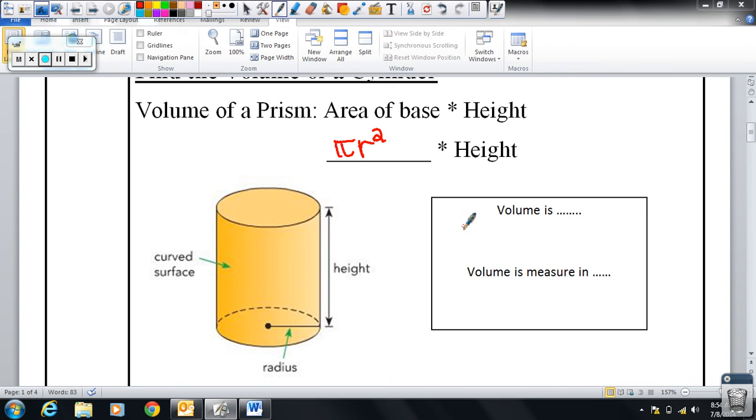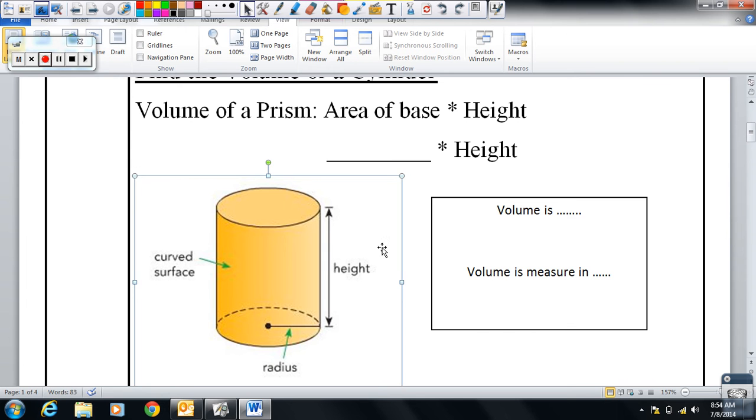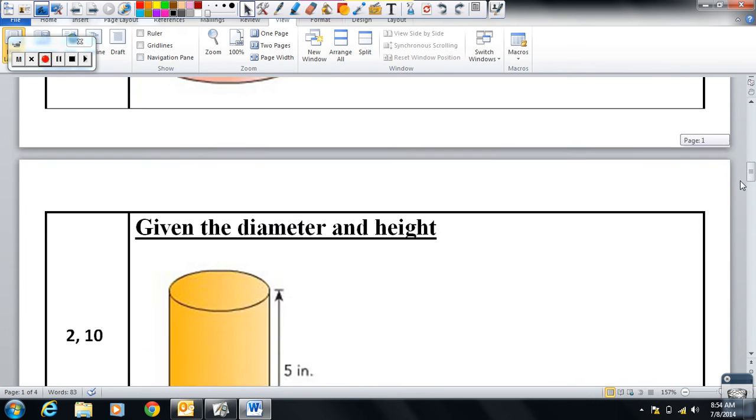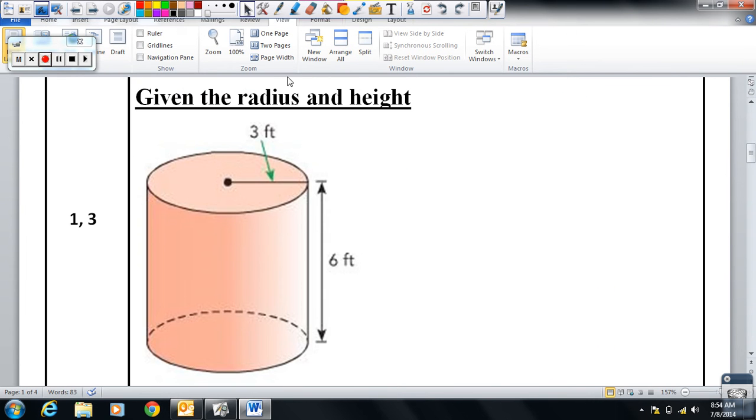Remember again, the volume is the space inside a solid, and it is measured in cubic units. So remember, cubic is your exponent of 3. So to go ahead and figure out the volume of our first cylinder over here, we're given the radius and the height. It's very easy.